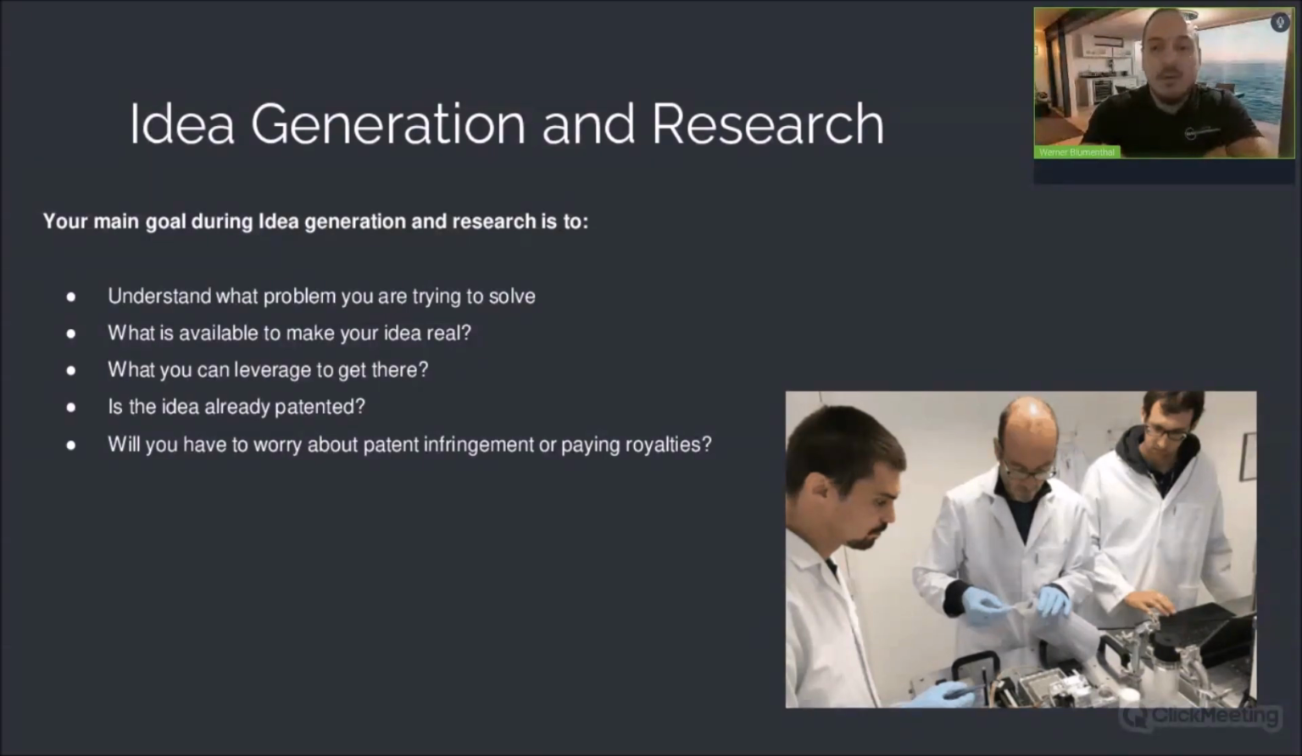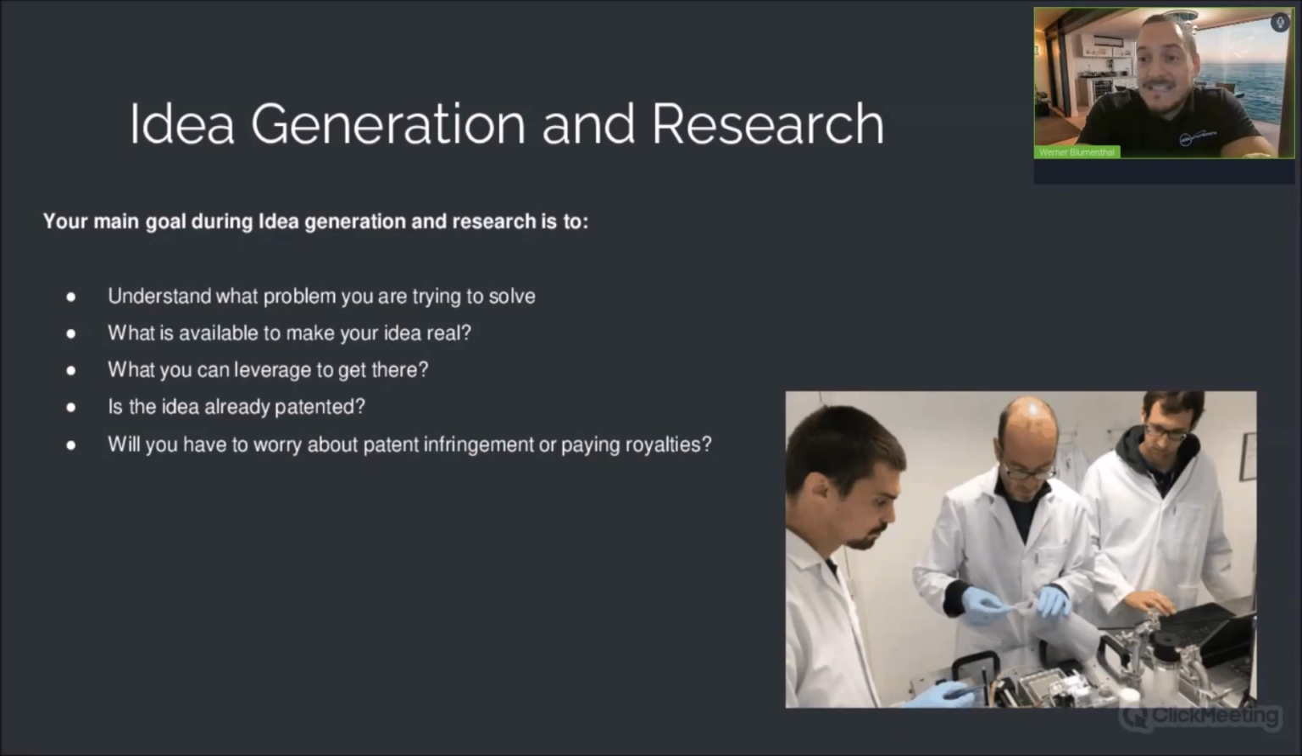So, what are the key main goals that you're trying to take out of the ideation and research? Well, what we're trying to do here is you're trying to understand the problem that you're trying to solve. You want to know what is available to make your idea real, whether that's software, mechanical, production processes, whatever it might be. What can you leverage to get there? Competitors, right? Existing data, CEs, any type of information out there.